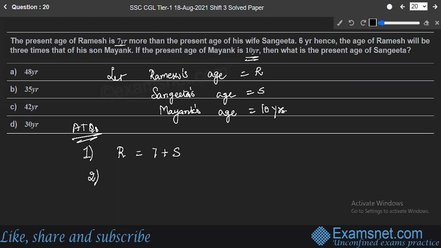Second thing, 6 years hence, that means after 6 years, the age of Ramesh. What will be the age of Ramesh after 6 years? It will be R plus 6. This will be three times that of his son Mayank. So see, after 6 years, Mayank's age will be M plus 6, right? So according to the question, R plus 6 is equal to 3 into M plus 6. Solving this, R plus 6 is equal to 3M plus 18.